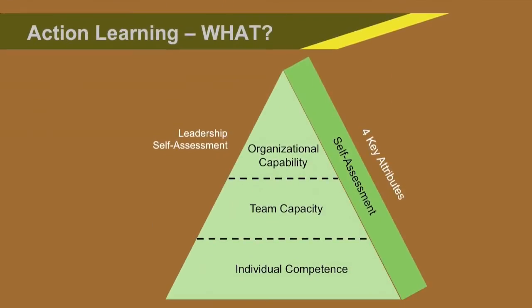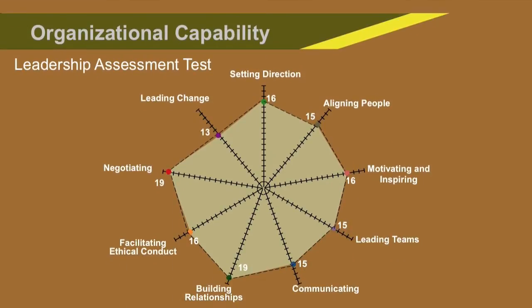After I'm done with my team capacity analysis, now I'm moving on to analyze my organizational capability by using the leadership assessment test. My highest scores are negotiating and building relationships. A high score of negotiating means that I confer with others to collaborate or reach an agreement. And a high score of building relationships means that I help a group of individuals with a common goal to work interdependently with each other.